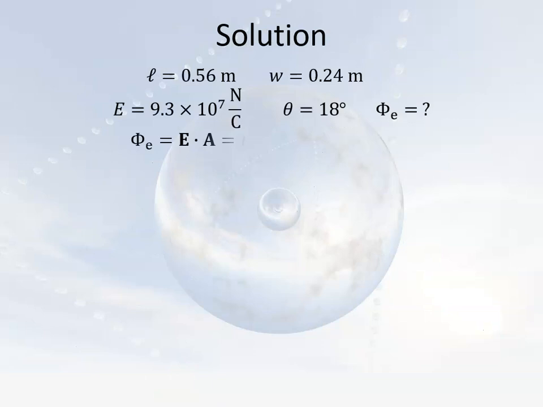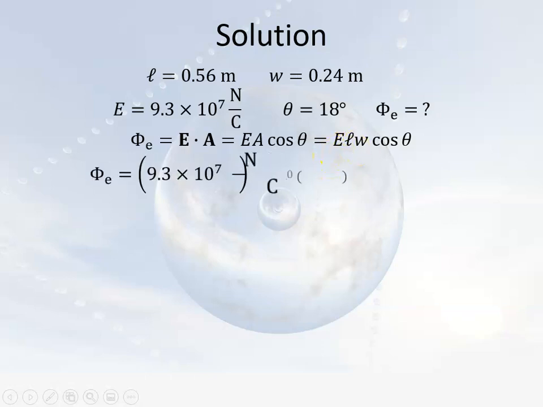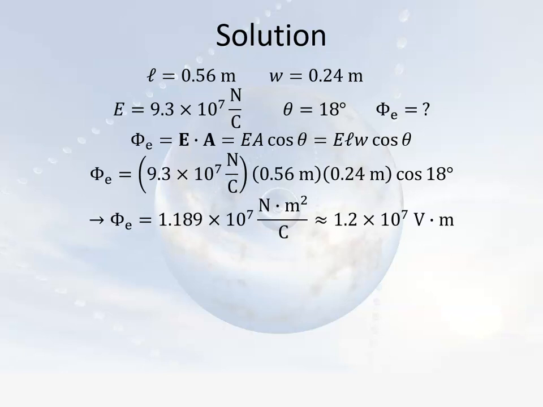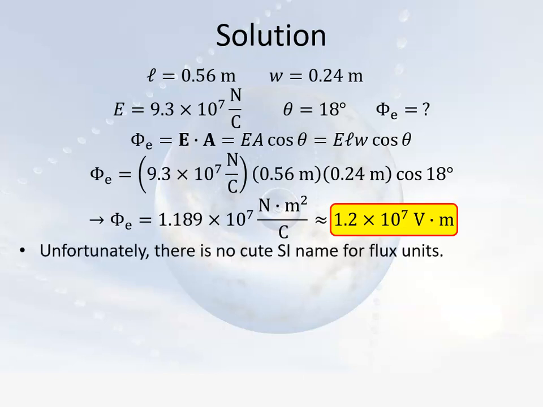So here are our givens. Here's our equation. And notice how we rewrite our equation so that the area in the equation, well, area wasn't given to us in the givens, but the length and width were, but area is equal to length times width. So flux is equal to ELW cosine theta. And now we plug in our numbers and we shove them into a calculator and get an electric flux of 12 million voltmeters.